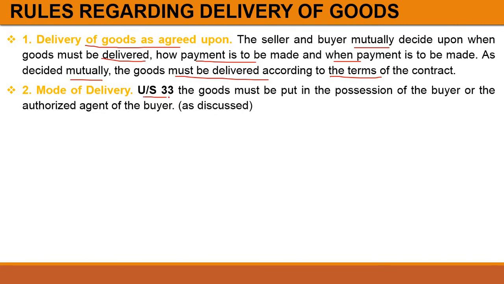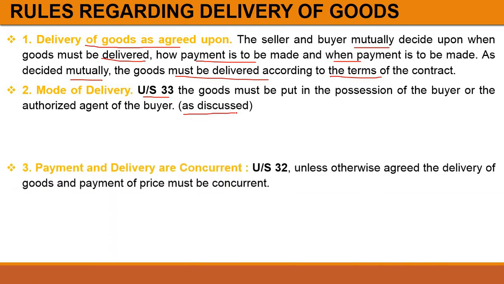Second, Section 33 of the Sale of Goods Act 1930 states that there are three modes of delivery. As we have discussed in the previous video, there are three modes, that is actual delivery, symbolic delivery and constructive delivery. So delivery to anyone other than the buyer or his agent is insufficient. The goods must be put in possession of the buyer or his authorized agent, and only to the buyer or his agent, not to a third person. And any of the three modes can be chosen.